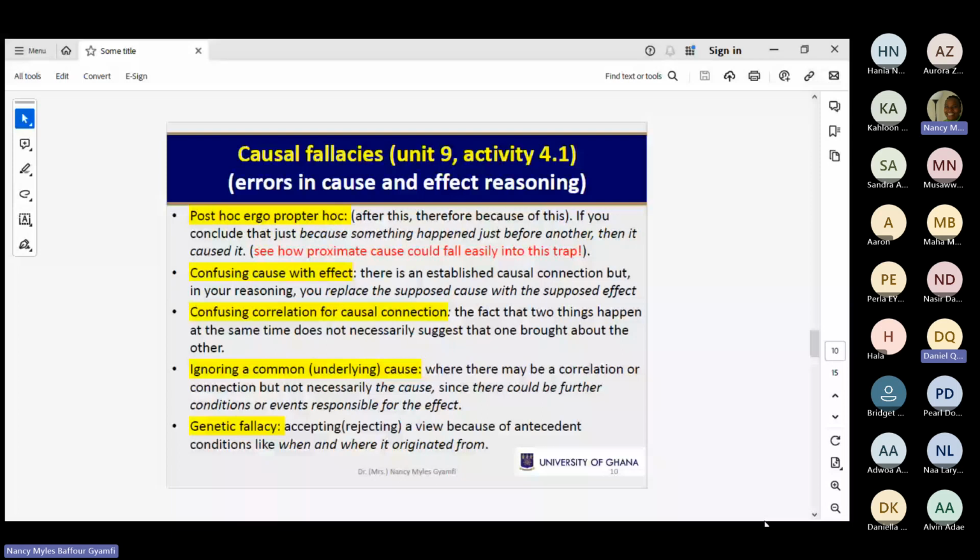Go ahead. Yes, madam, I wanted to ask about concomitant variation. I researched it, and for example, they said: consider a study examining the relationship between study time and exam scores. If students who spend more time studying tend to achieve higher exam scores, and students who spend less time studying tend to achieve lower exam scores, then there is concomitant variation between study time and exam scores. So I wanted to know.